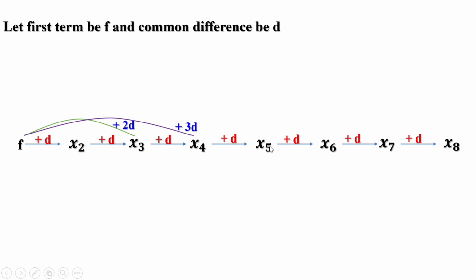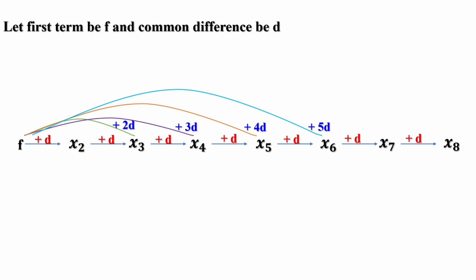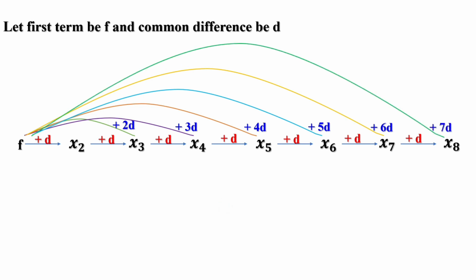Now to get the fifth term, what shall we add? 1, 2, 3, 4. We have to add d 4 times, right? Now to get the sixth term, what shall we add? 1, 2, 3, 4, 5. So we have to add 5 times common difference to the first term to get the sixth term. And similarly, you can see we have to add 6 times common difference to the first term to get seventh term, and 7 times common difference to the first term to get the eighth term.